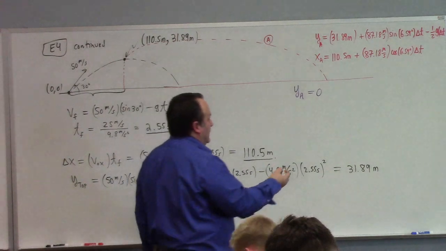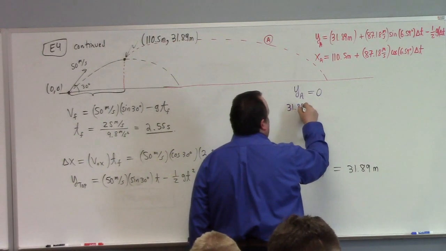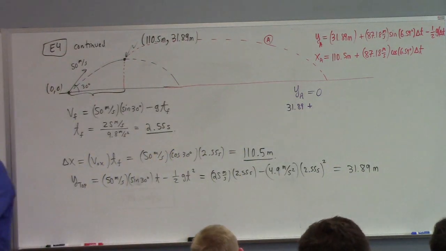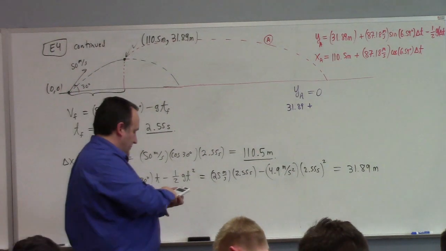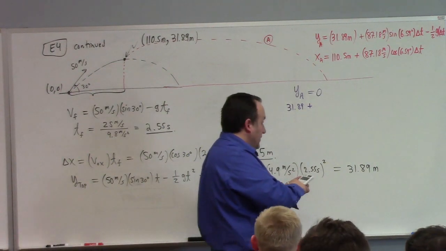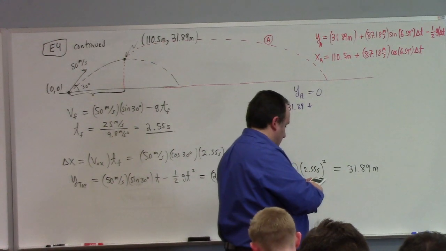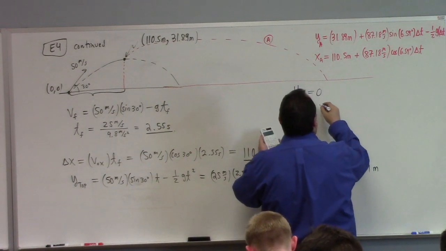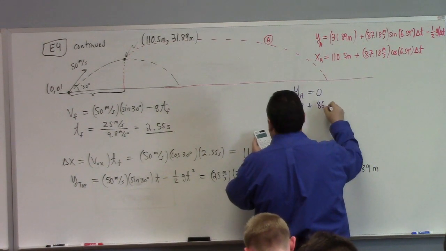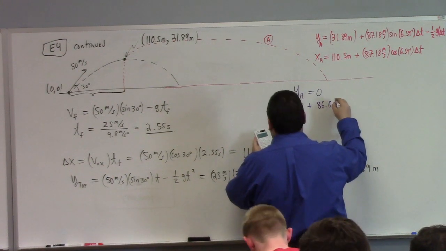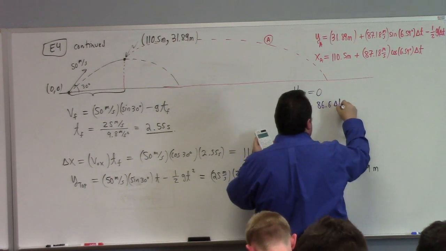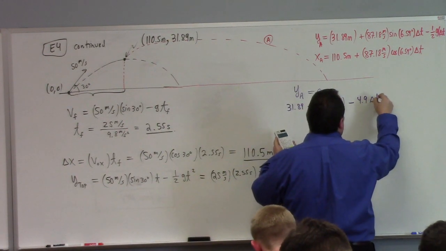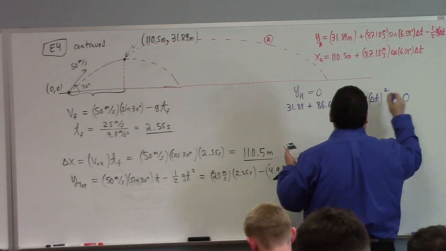That's a quadratic equation, right? So I've got 31.89 plus 87.18 times cosine of 6.59. That gives me 86. Well, that's really close to that. So 86.6 delta t, and then minus 4.9 delta t squared. We're setting that equal to zero. What are the solutions?